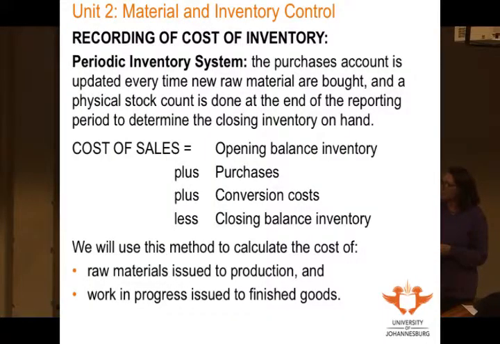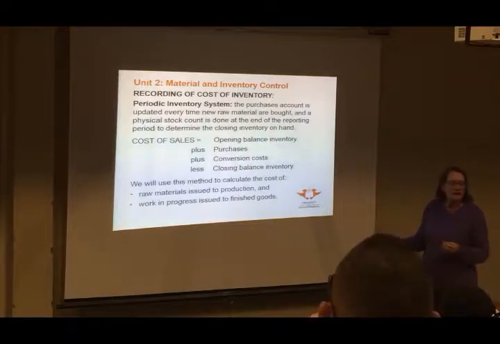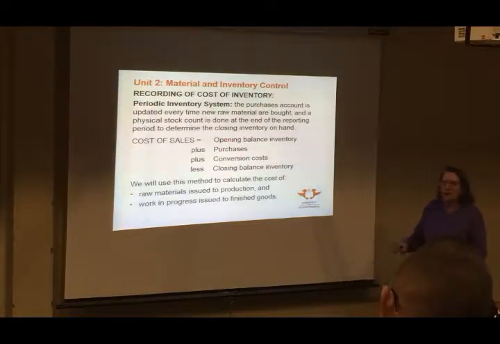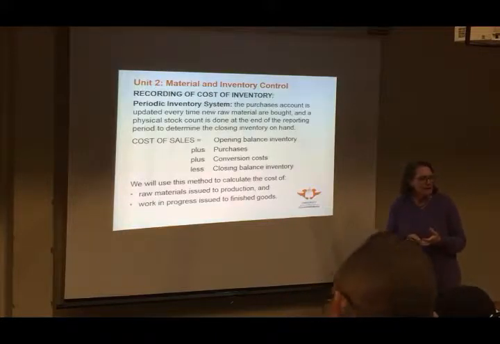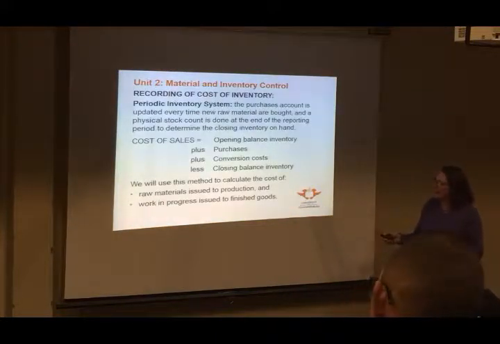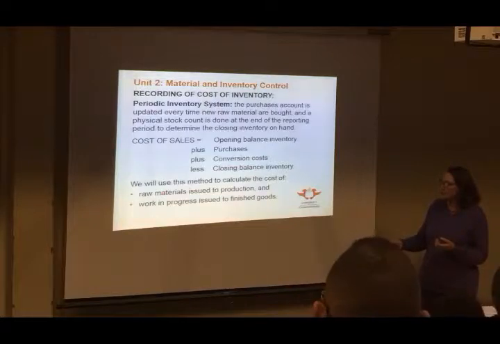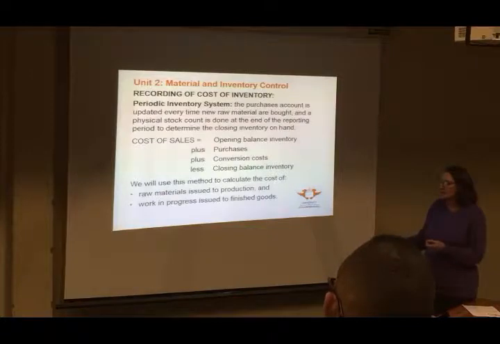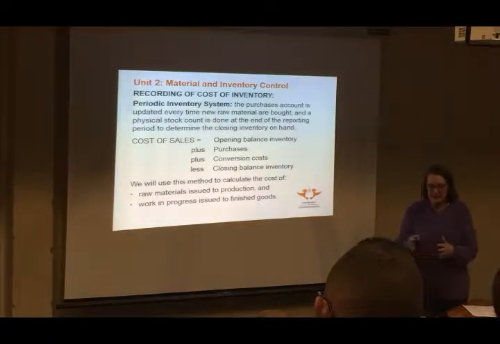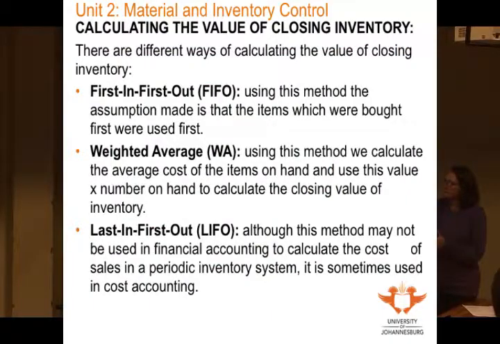So we take our opening balance plus purchases plus the cost of conversion now, because we are converting the raw material into finished goods. So we need to have the direct labor and the manufacturing overhead. So they're going to be added in at this point here, right? So we're going to use that as the raw material issued to production, as well as the work in progress that's issued to finished goods. Once it's finished goods, then it's available for sale, but up until that point, it's part of work in progress.